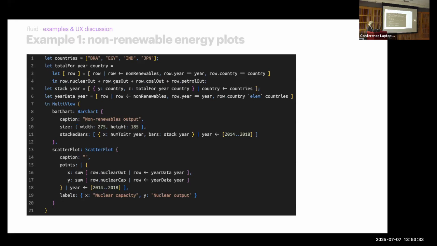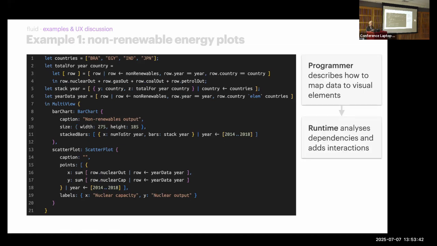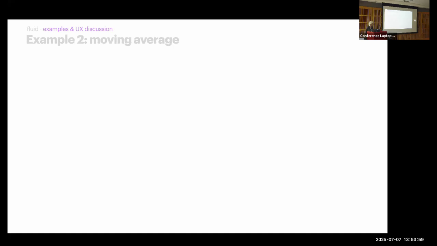The idea is that the programmer just describes how to map data to visual elements. Then the Fluid runtime is going to analyze the dependencies and add interactions that allow the user to explore interactively the relationship between inputs and outputs. And then the user is able to formulate these kinds of queries by just interacting with the output. Okay, so I'm going to give you one more example, and then we'll come back to the big picture a bit.